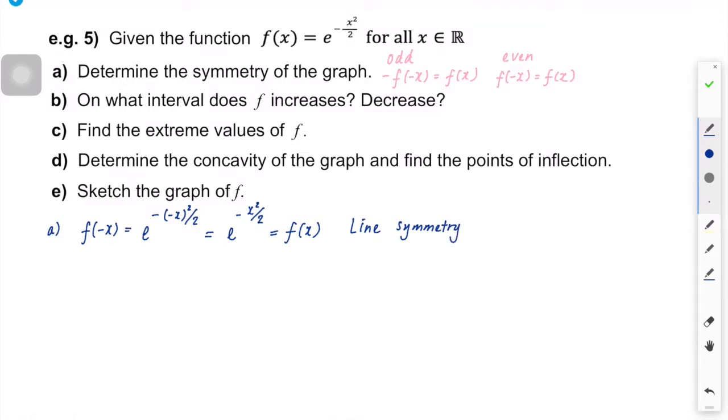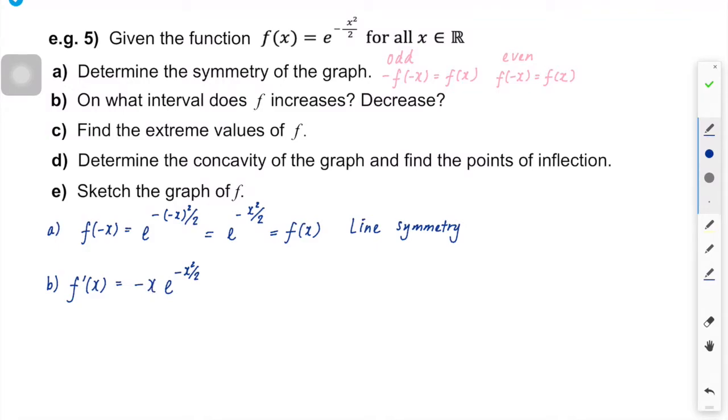Question B and C, when we deal with increasing, decreasing function and extreme values, we are considering f prime of x, the first derivative. Let's take the first derivative of this function. We have e to the power of negative x squared over 2 multiplied by the derivative of this whole exponent, which means that we have negative 2x over 2 that simplifies into negative x.